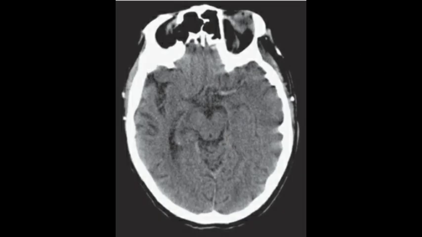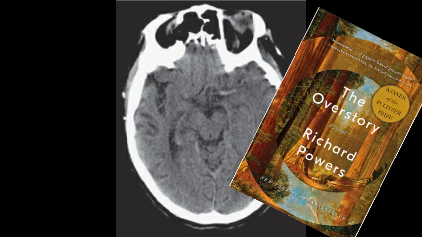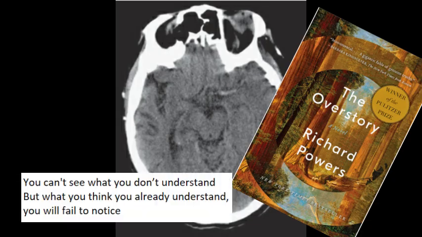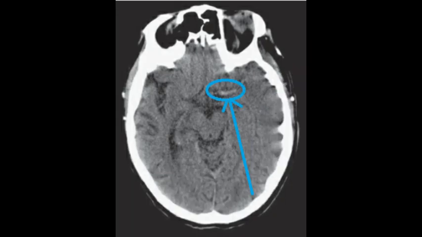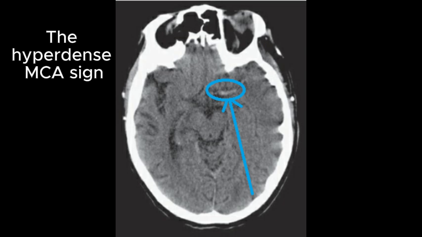Now, what stands out from this brain CT? What is so obvious? You see, I found a very great quote in The Overstory by Richard Powers. It says, "You can't see what you don't understand, but what you think you already understand, you will fail to notice." And there it is. Right over here, there is something glaring, something so subtle that if you don't know, you will never catch it. It is the hyperdense MCA sign, which is a strong predictor of large vessel occlusion.